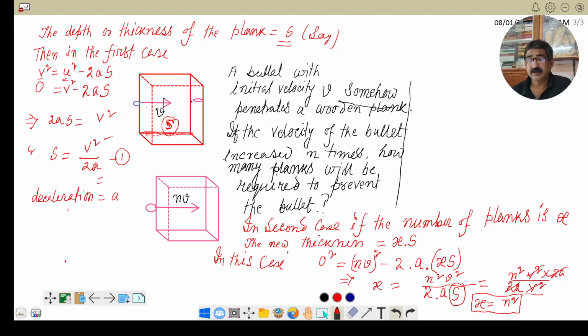Number of planks. Now a question should be answered in one moment. If the velocity is doubled, that means from V to 2V, the number of planks required is 2 square, that is equal to 4. If it is 3V, the number of planks required is 9. So when the velocity doubles, 4 planks will be required. When velocity is tripled, 9 planks will be required to prevent the bullet.